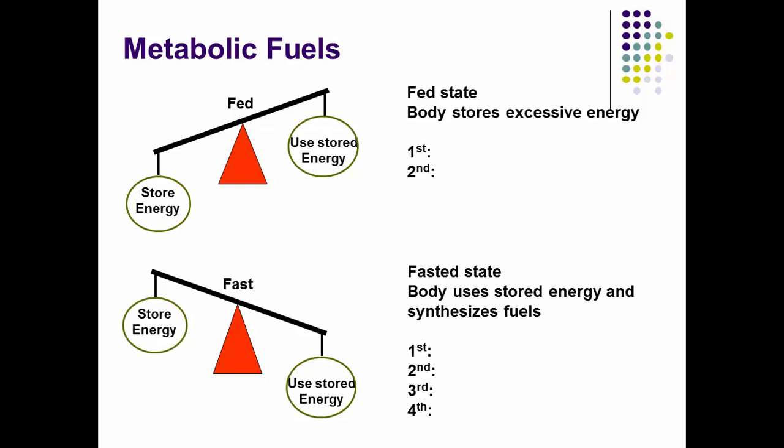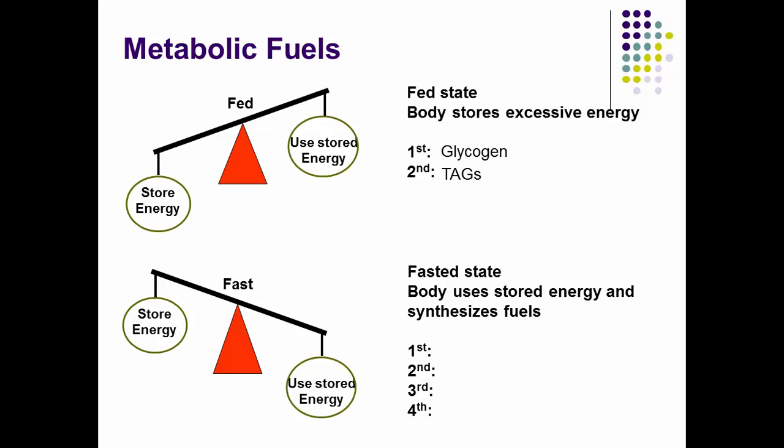So here I just wanted to talk a little bit more about how we keep the balance between storing energy and utilizing stored energy, right? In the fed condition, we have excess energy, so we need to store energy for use during the starvation. So the first thing is to make glycogen from dietary glucose and store it in the liver and the skeletal muscle, right? And the second important thing is to store triglyceride primarily in the adipose tissue.